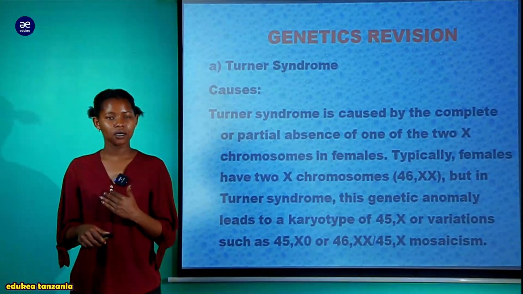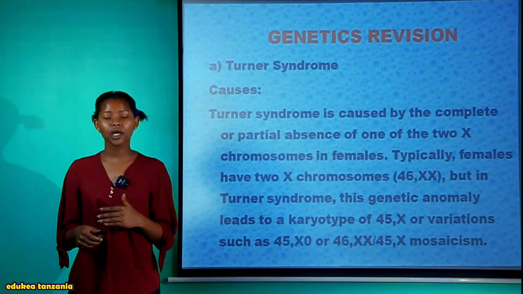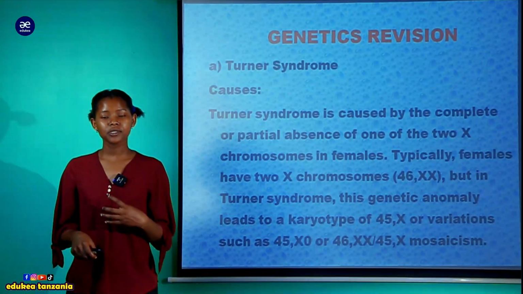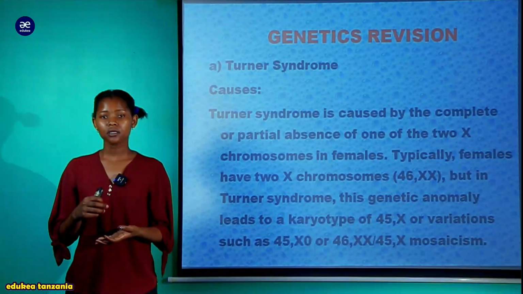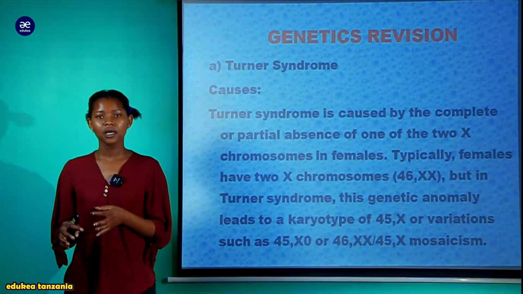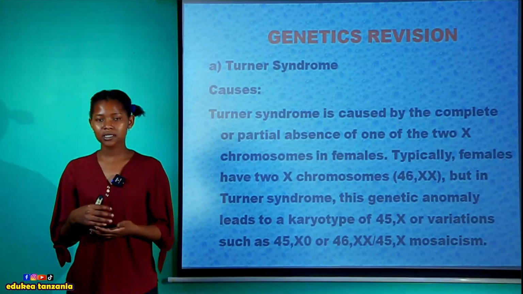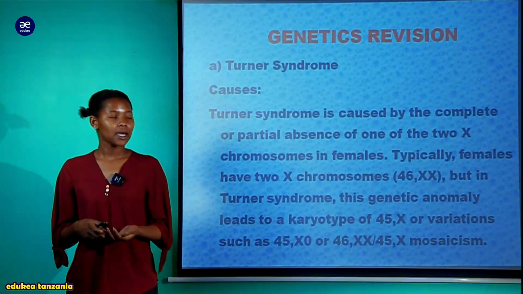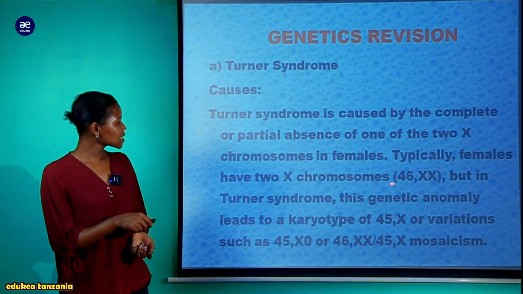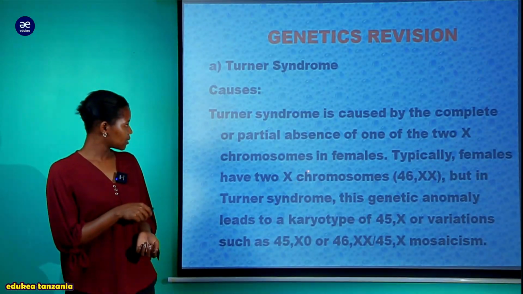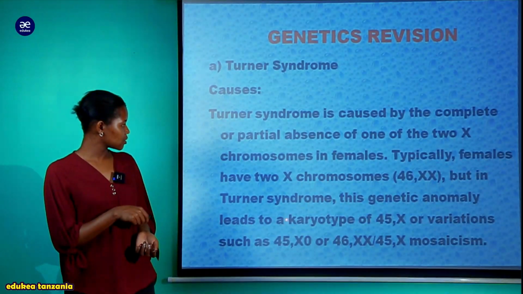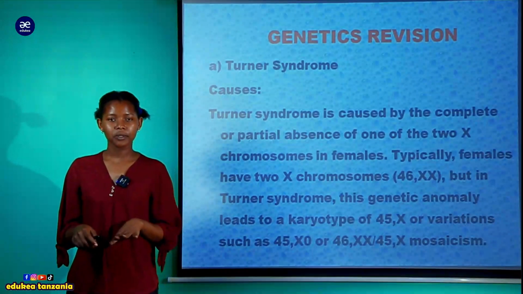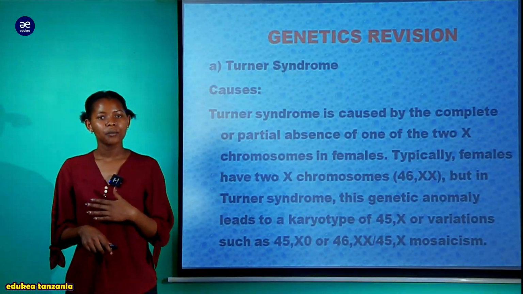Tunapozungumzia Turner syndrome, tunamaanisha ni absence of one of the two X chromosomes in female. As we can see, the female possesses two X chromosomes, but when one of the two chromosomes lacks, this condition will be called the Turner's syndrome. That is the genetic disorder which is referred to as Turner's syndrome. Na hii tunaona kwamba inaweza ikawa ni XO au ikawa ni XX/45. Inaweza ikakaa katika condition hizo mbili, na sometimes inakuwa referred to as a mosaicism.